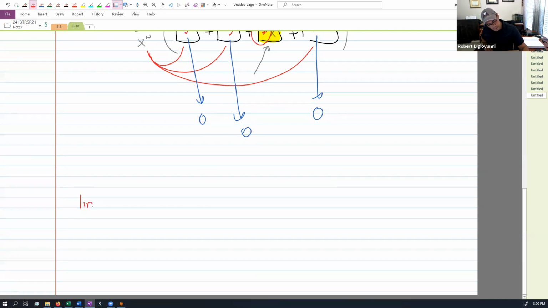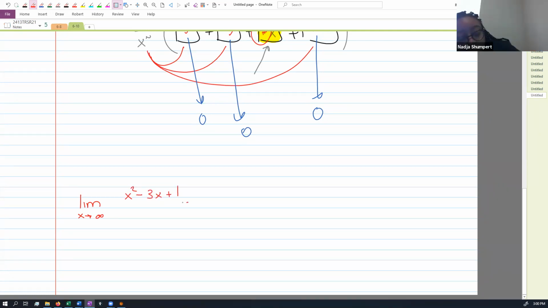Limit as x goes to infinity of x squared minus 3x plus 1 over 5x cubed plus x squared plus 1.